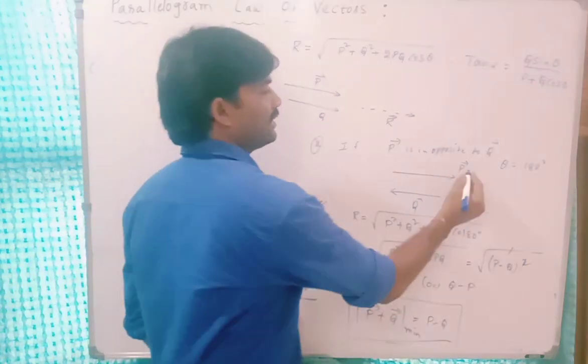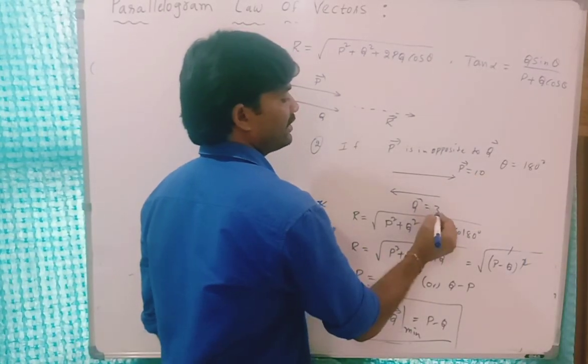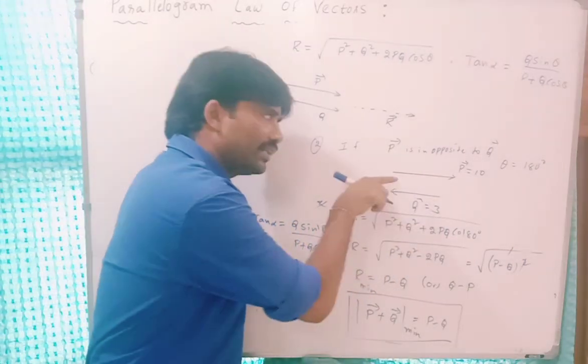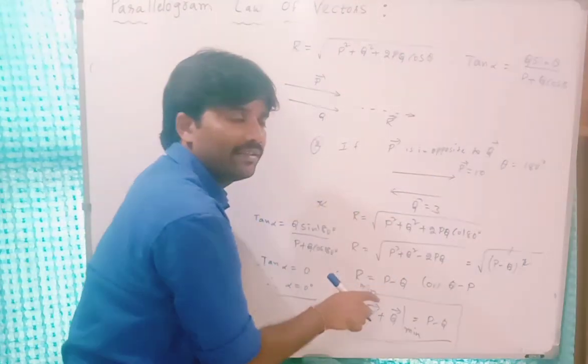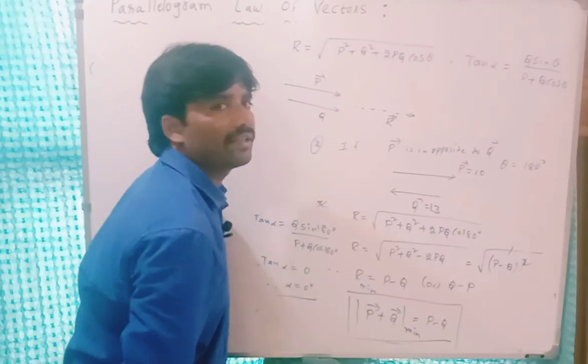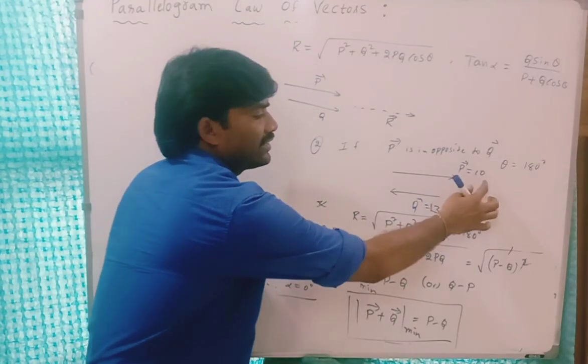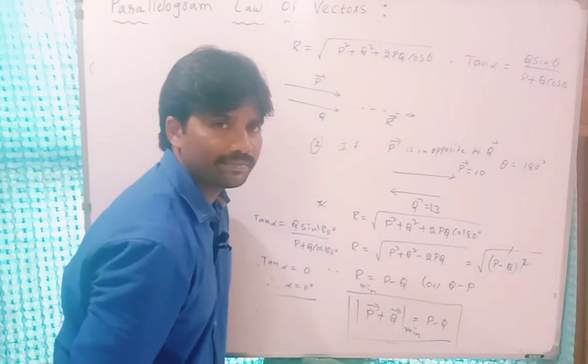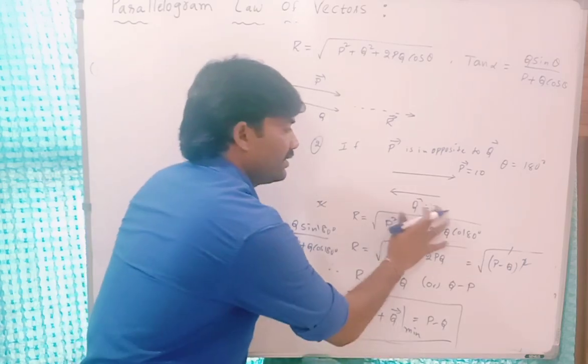For example, if one vector is 10 units and the other is 3 units, the resultant is 7, that is in the direction of the 10. If it is 13, the resultant is 13 minus 10, it lies in the direction of q. I think it is clear.